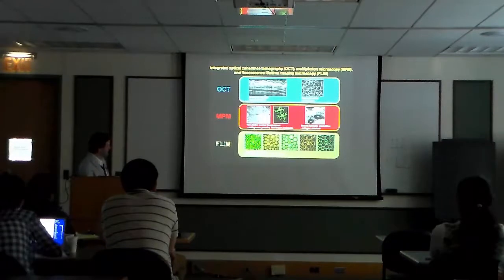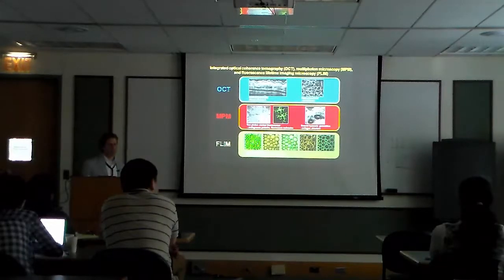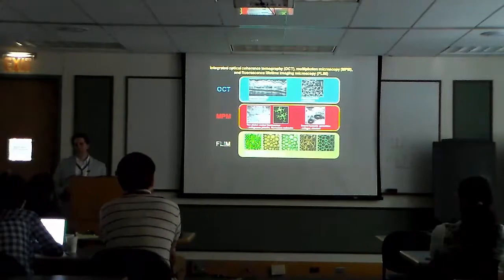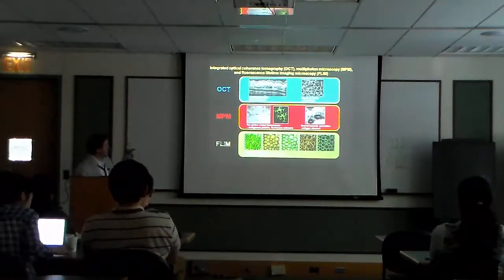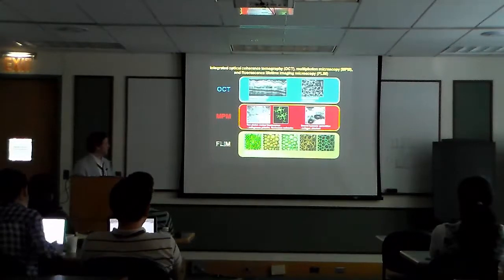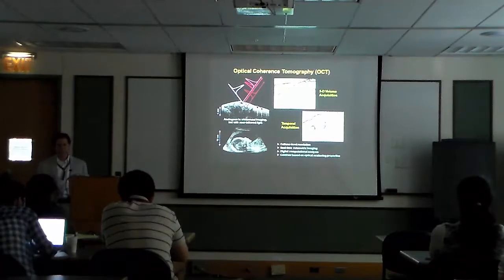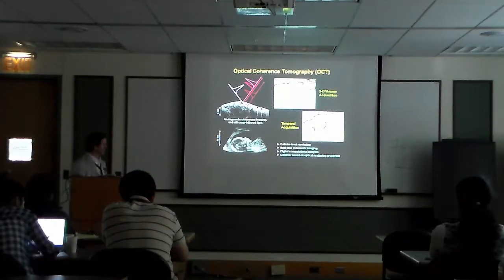FLIM is fluorescence lifetime imaging microscopy. That really tells us something about the metabolic functions that are taking place in the cells, or the viability of the cells, or the molecular dynamics. Combining all these into a system really gives us a more comprehensive view of what's going on within our tissues.